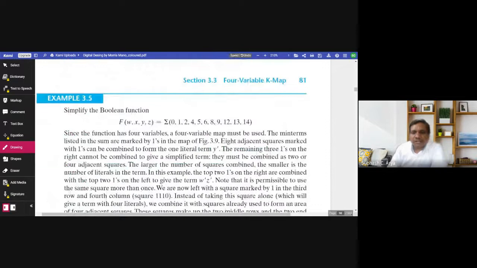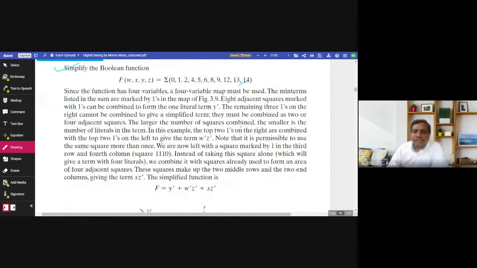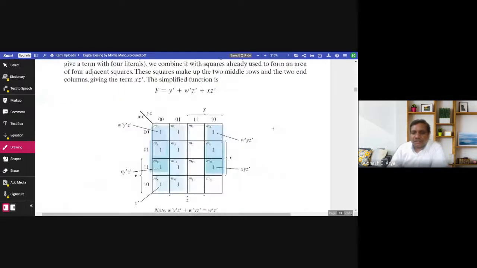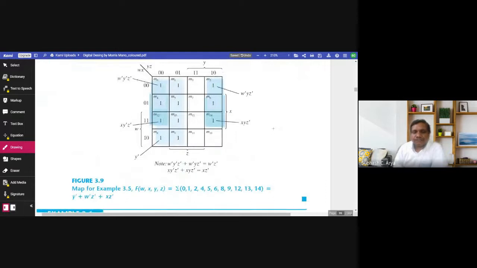If an example is given, let us see. Simplify the Boolean function. F is a function of w, x, y, z, and the minterms where the function is equal to 1 are 0, 1, 2, 4, 5, 6, 8, 9, 10, 12, 13, 14. Let us insert this information here.